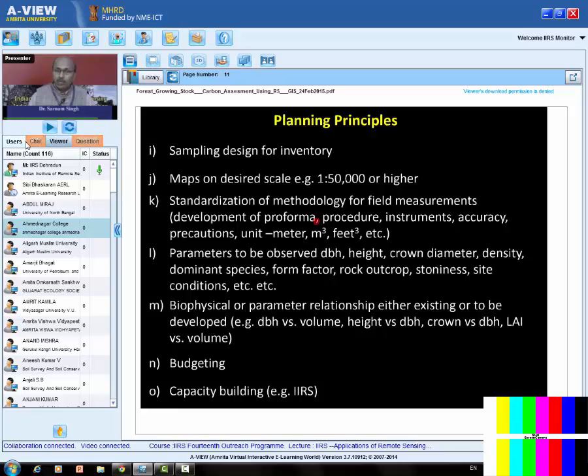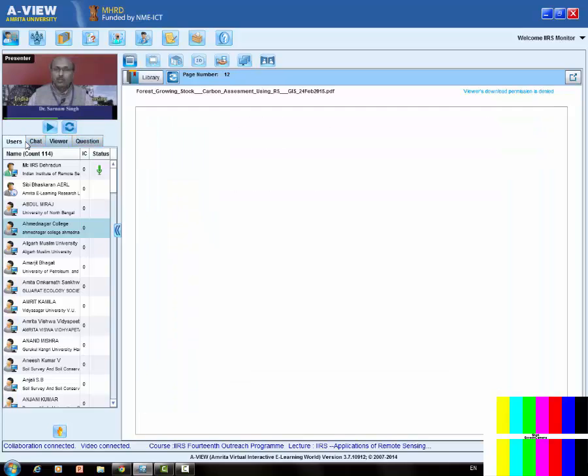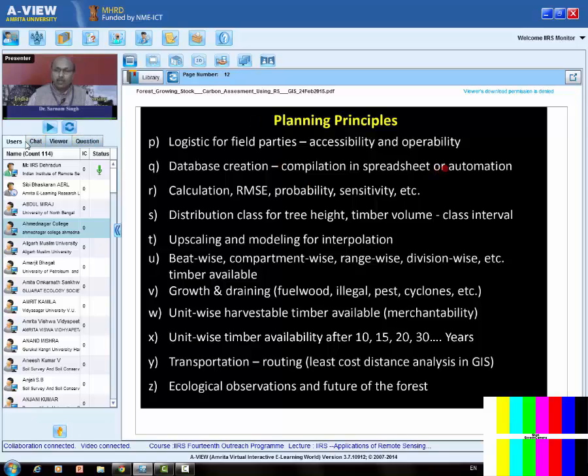And then, of course, we try to correlate that these are the parameters, like biophysical parameters, which have to be related with the existing or developed equations already, like DBH versus volume, height versus DBH, crown diameter versus diameter at breast height, or leaf area index versus volume. Similarly, we should talk about the budgeting, and then the capacity building, which is done at the Indian Institute of Remote Sensing, which we can offer you, how to do the inventorization. Then comes the logistics, which we require in the field, like accessibility and the operability.